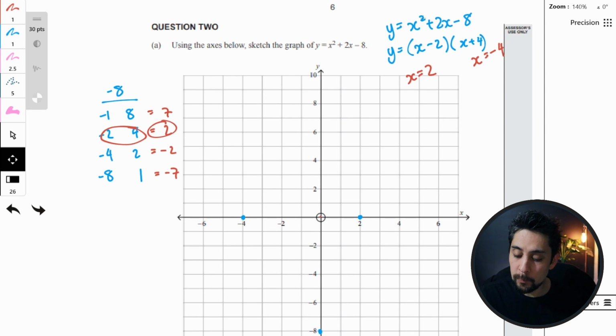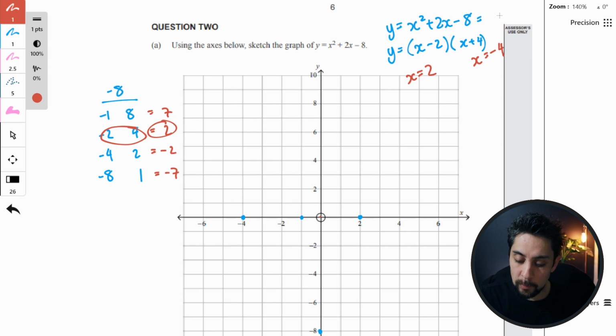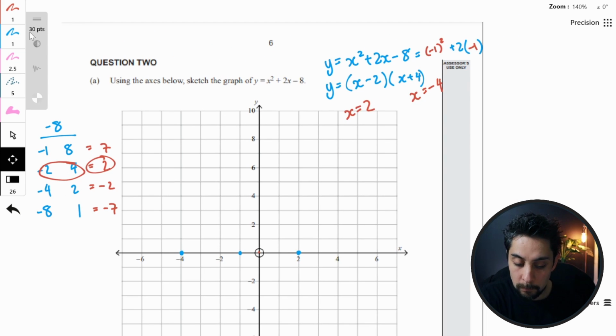To work out which one it is, we go back to our original equation and we pop in the number halfway between negative 4 and 2, which is negative 1. We can put it into this top equation. We get negative 1 squared plus 2 times negative 1 minus 8.